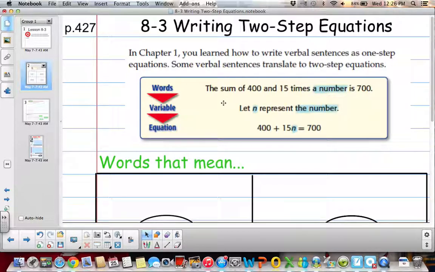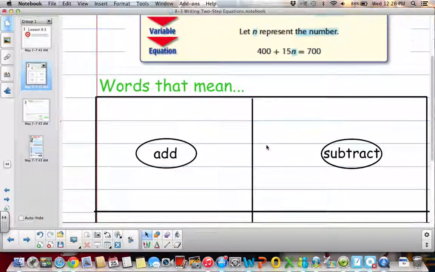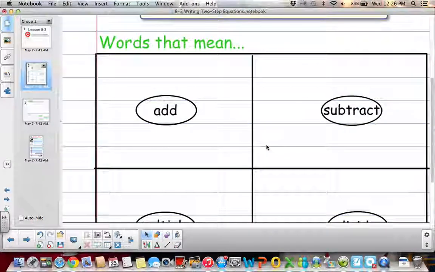So when we're looking at sentences or word problems and we see the word "is," we need to figure out what the "is" goes with, and then we know that that's going to be our equal sign. It's not always going to be right after it. Sometimes it's before, but we need to look for that.